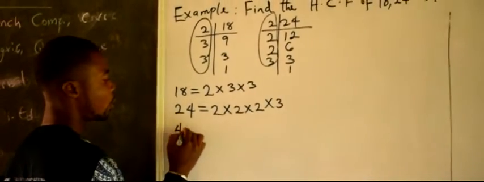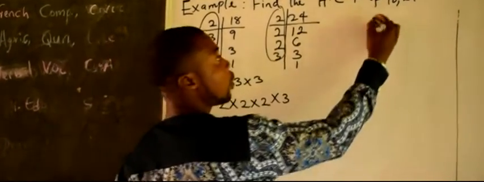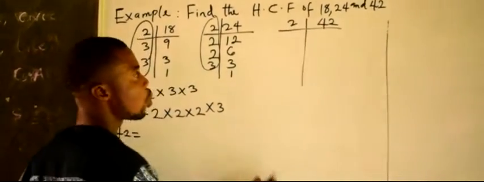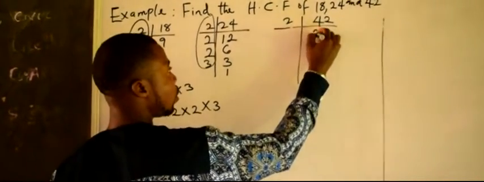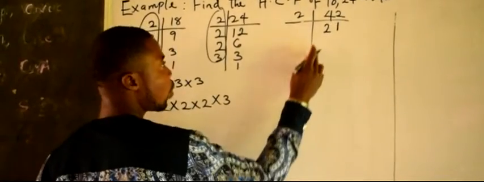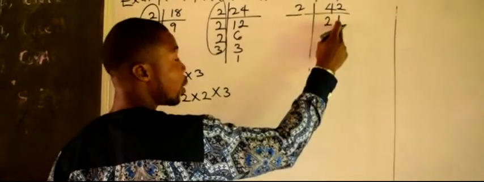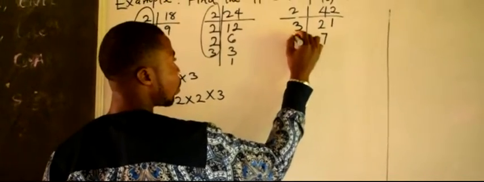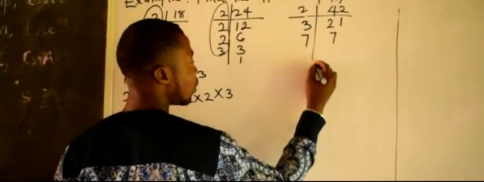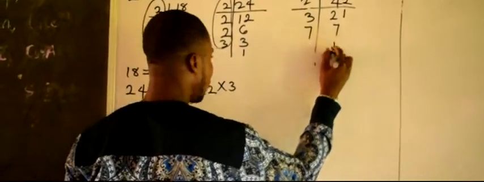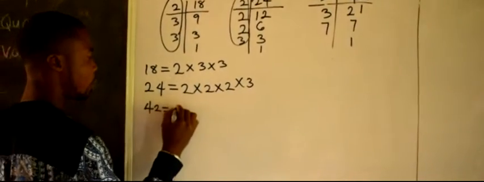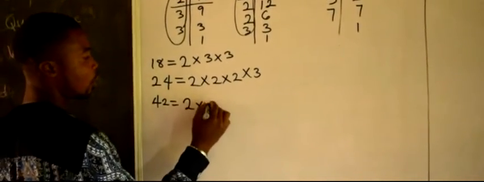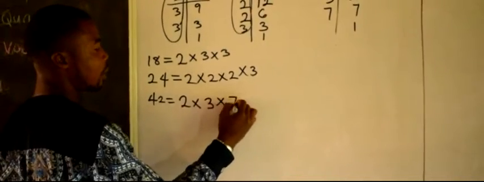And the last one, which is 42, we do the same thing. 2 will go in 42, that is 21. What will go in 21? 3. 3 in 21, that is 7. What will go in 7? 7. 7 in 7, 1. The prime factors of 42 are 2 times 3 times 7.